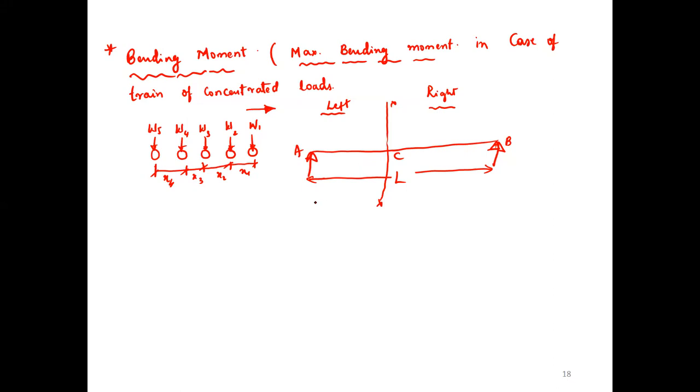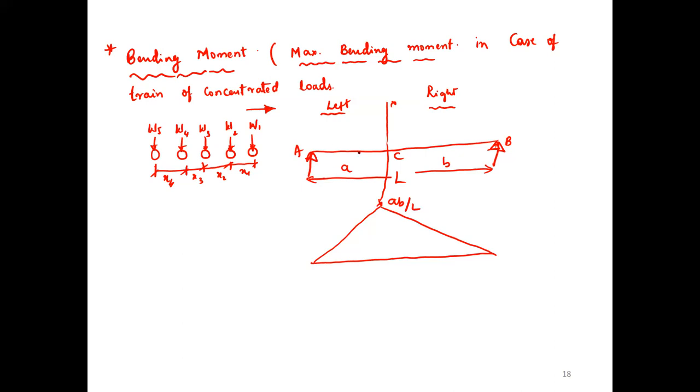Okay. So what happens? If you draw the bending moment diagram with respect to the section, what is the shape of the bending moment diagram? Triangle. This is length A and this is length B. So the maximum ordinate is AB by L. You know that this is AB by L.